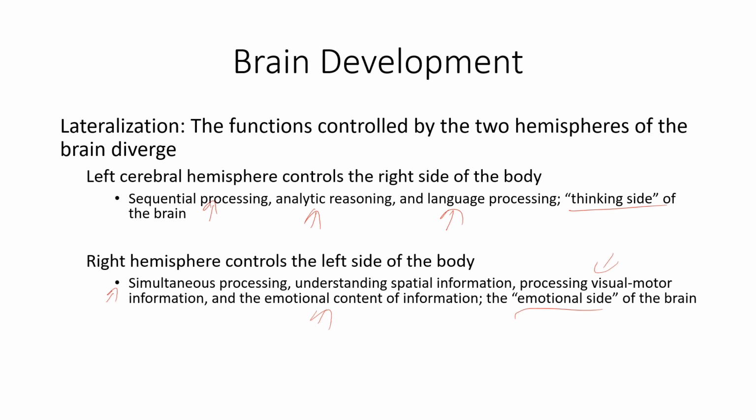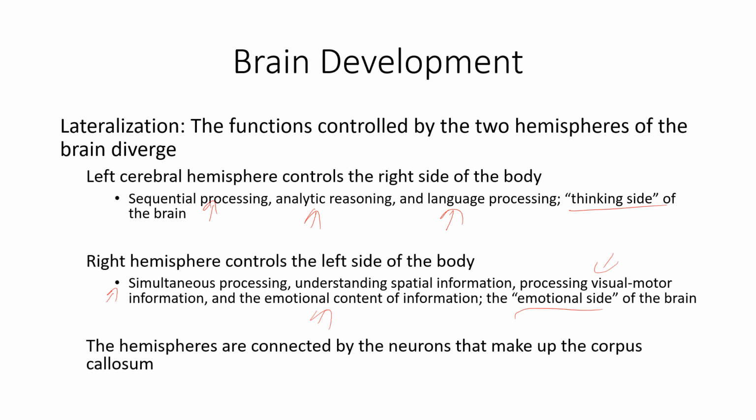That being said, both sides of the brain do both of these. It's just that the right hemisphere does a little bit more on the emotional stuff, and the left hemisphere does a little bit more on the analytical stuff. The hemispheres are connected by the corpus callosum. It is basically a bridge of neurons that bridges the two hemispheres. So don't get caught in the trap of thinking that the left hemisphere is all analytical and the right hemisphere is all emotional. No, both are responsible for both of these. It's just the left is a bit more analytical and the right's a bit more emotional.